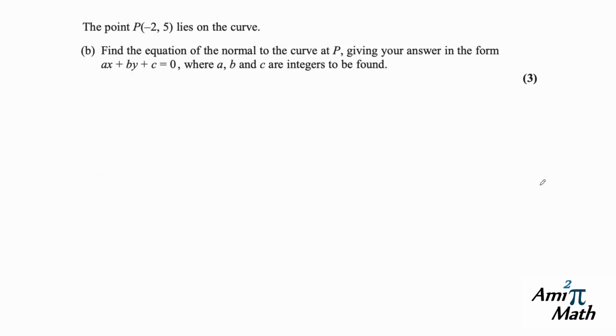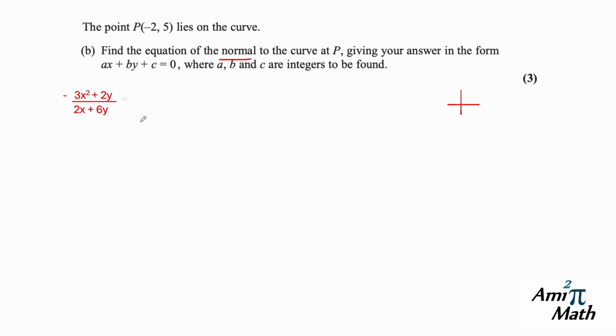Okay, so this follows on from the last question. The point P(-2, 5) lies on the curve. Find the equation of the normal to the curve at P, giving your answer in the form ax + by + c = 0, where a, b and c are integers to be found. So when it says equation of the normal, it means the perpendicular gradient. So we need to find the value of the gradient at (-2, 5), and we find the values of gradients using dy/dx.